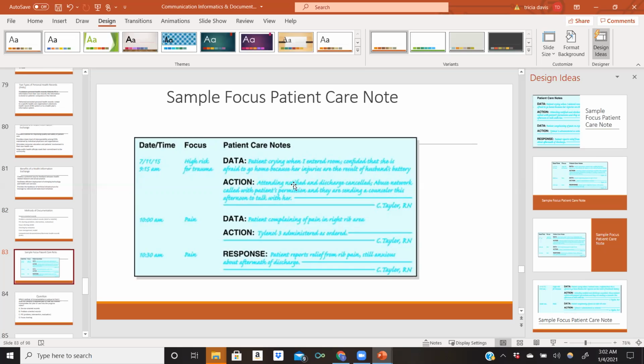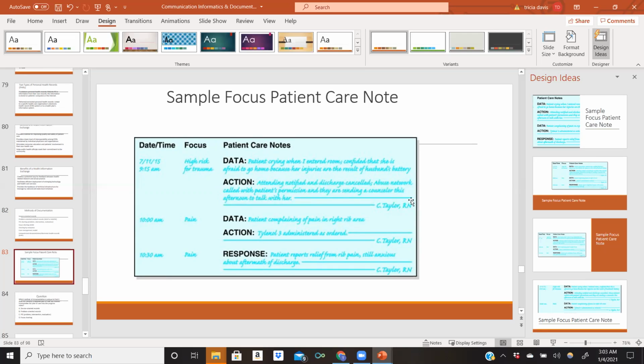What action did I take? The attending notified and discharge canceled. The abuse network called with patient's permission, and they are sending a counselor this afternoon to talk with her. So you see how right here, you have the last word of that sentence, her, and then the period, and you have all this open space. So that's what I was talking about.